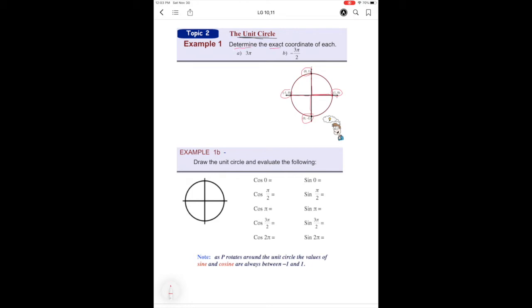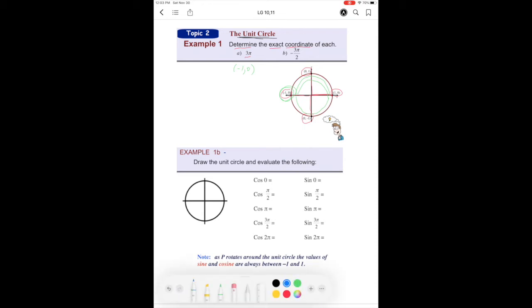So this question says, determine the exact coordinate. So 3 pi. Where is 3 pi? Well, if we stand here, there is 1 pi, there's 2 pi's, there's 3 pi. So we're right here. So the coordinate for that one is -1, 0.